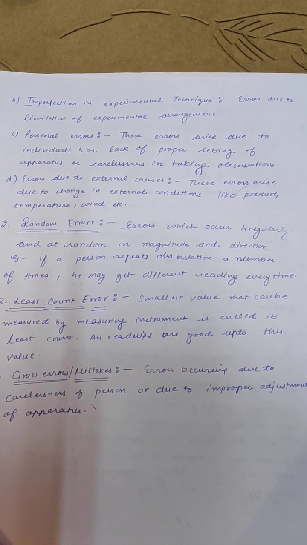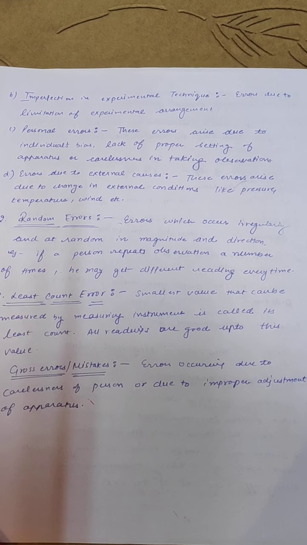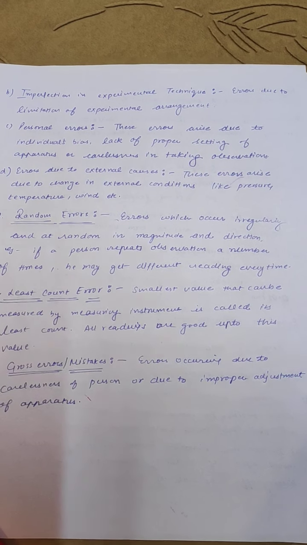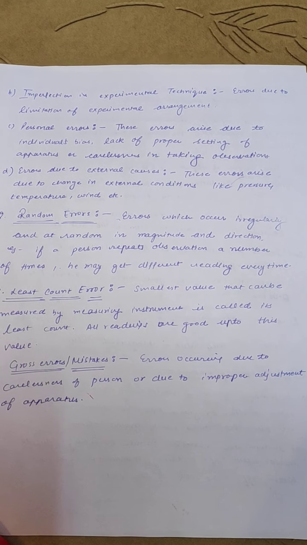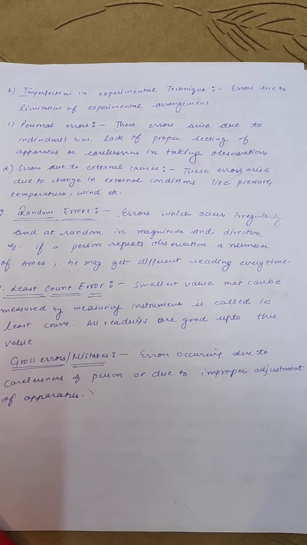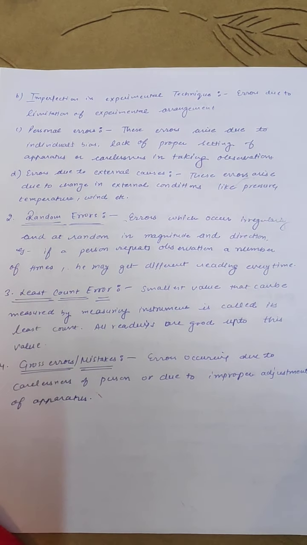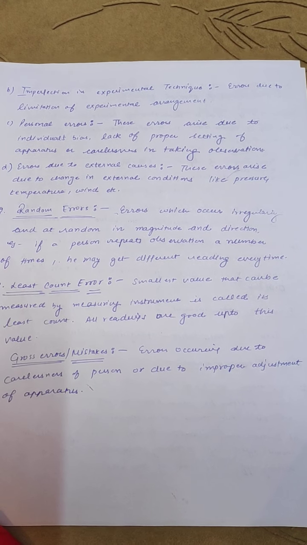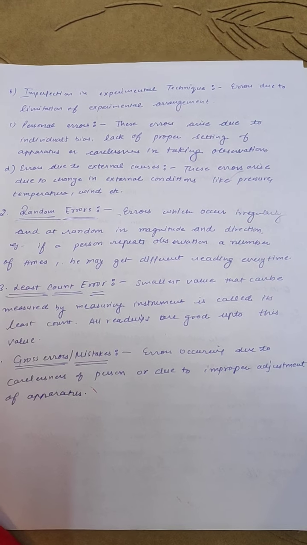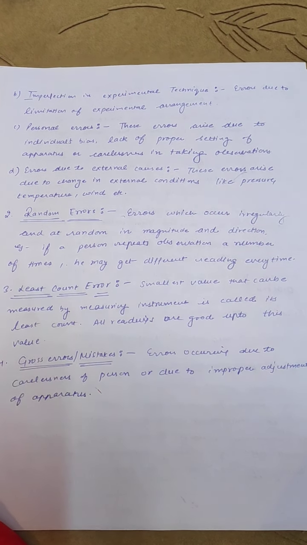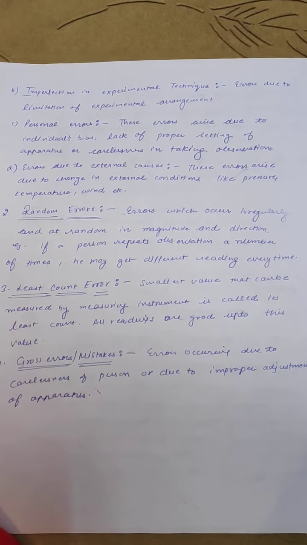Next we have imperfection in the experimental technique. These are the errors due to limitation of experimental arrangement. While setting up the apparatus for the experiment, errors occur. So these are the errors which occur due to imperfection in the technique, if you are performing the experiment in a wrong way, or you set up the apparatus in a wrong manner.